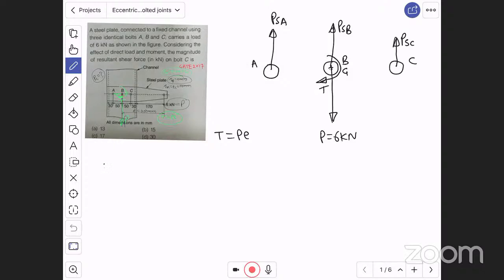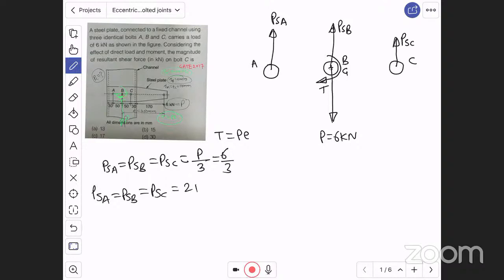Therefore, can I say primary shear load in A is equal to primary shear load in B is equal to primary shear load in C is equal to total load divided by number of bolts, which is 3. That formula we have derived just now. Therefore, total load is 6 kilonewton divided by 3. Therefore, we can say PSA is equal to PSB is equal to PSC is equal to 6 by 3, which is 2 kilonewton. These are the primary loads in bolt A, bolt B, and bolt C.